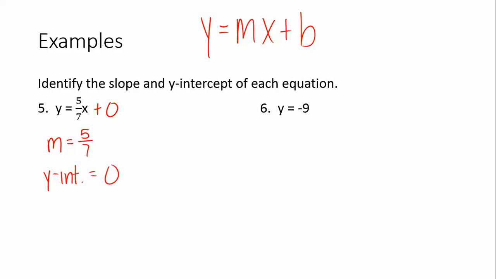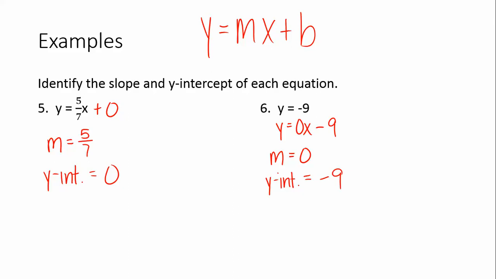Number 6 is similar, but it's flipped a little bit. Now we don't have the x term. Notice there's no x in this equation, y equals -9. We could rewrite it if we wanted to. If there is no x term, it's like saying 0x. But we do have a y-intercept, and that's going to be the -9. But the slope here, when there is no x term listed, is 0. And our y-intercept is -9.